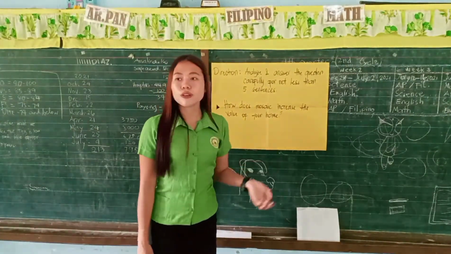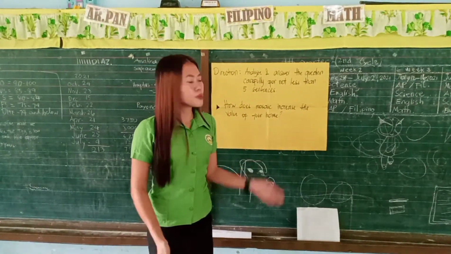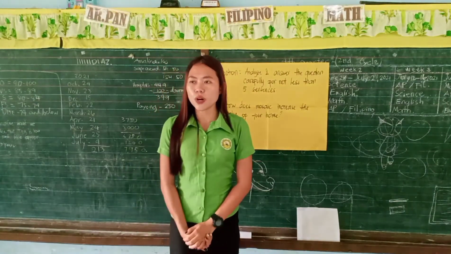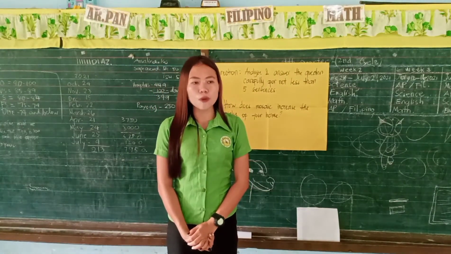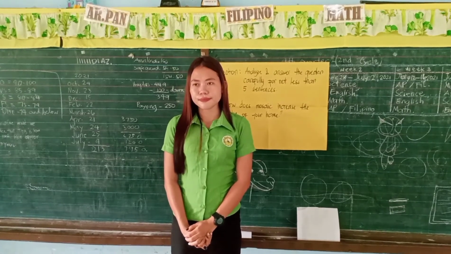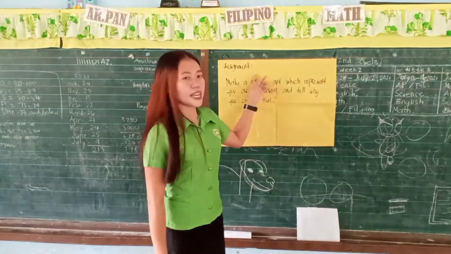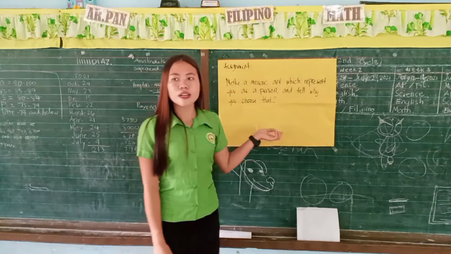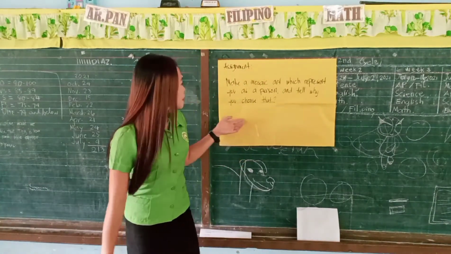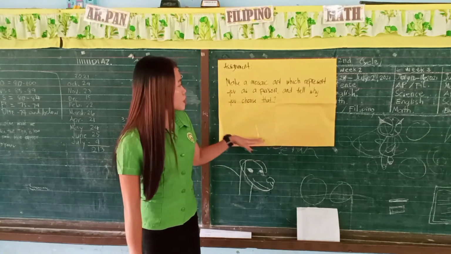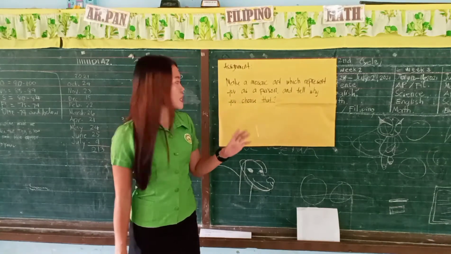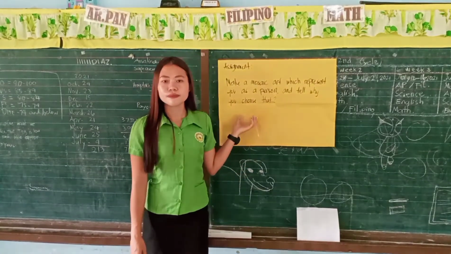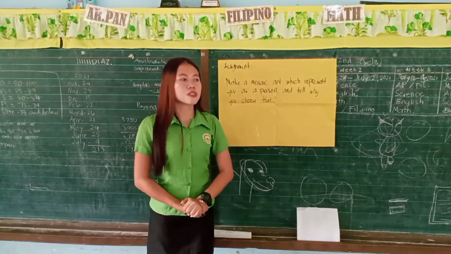Now I give you 5 minutes to answer this question, and after that, I will give your assignment, okay? Now proceed. Okay, now this is your assignment. Please write this in your notebook and pass it for the next meeting. So, the assignment is to make a mosaic art which represents you as a person and tell why you chose that. Okay, is that all clear? Okay, very good.